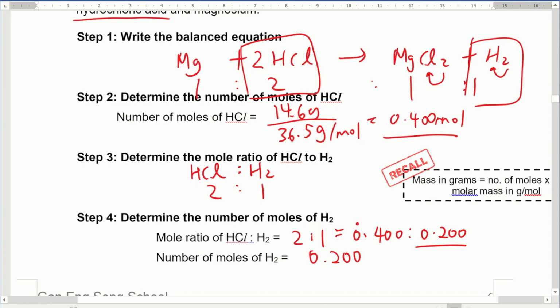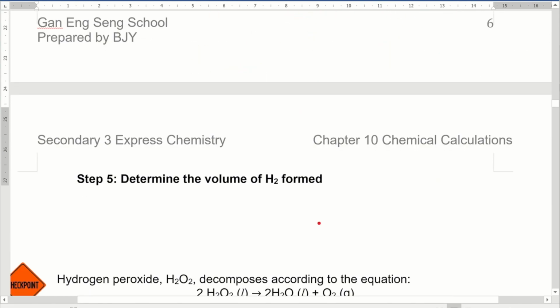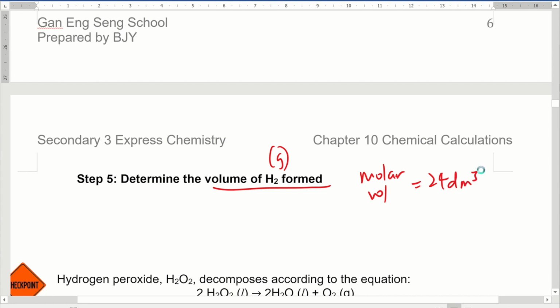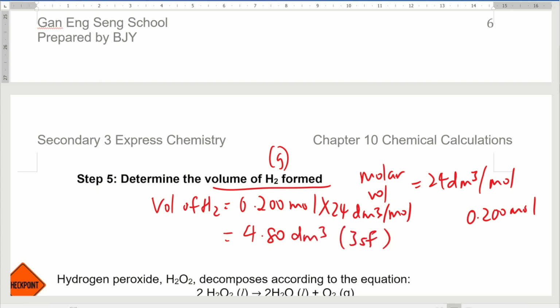Then the next step: the question asks for volume. I have 0.200 moles. For the volume of hydrogen, I know that the molar volume for gas, because they are in gaseous state, this is only for gases, is 24 dm cube per mole. 1 mole is 24 dm cube. If you are given 0.200 mole, the volume of hydrogen gas will be 0.200 mole multiplied by 24 dm cube per mole, which equals 4.80 dm cube to 3 SF. The final answer is to 3 SF. Alright, so this is how we do it.